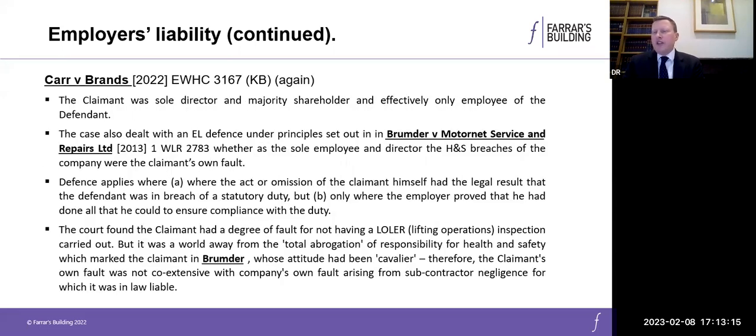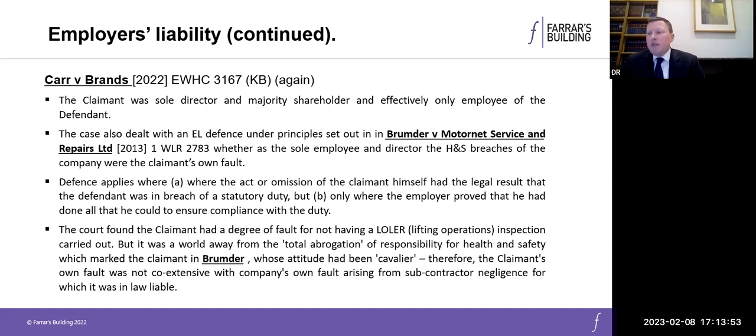And I'm returning now to the case of Carr and Brand, which I mentioned earlier, dealt with a number of relevant points. This is a sole employee, sole director company, and it also dealt with a specific employer's liability defence that was originally set out, the principles one can find in the case of Brumder. And it's where it's argued by a defendant that the sole employee and director is effectively the person who's at fault, meaning that the breaches of the company are the claimant's own fault.